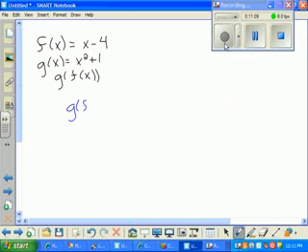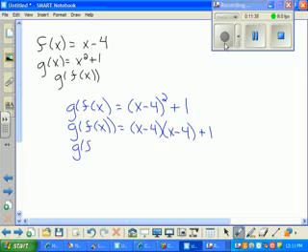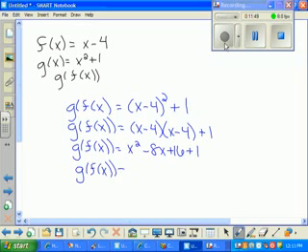Parenthesis x minus 4. G of f of x equals the quantity x minus 4 squared plus 1. And the way you should say this, the quantity x minus 4 squared plus 1. Okay, what do I have to do after this? FOIL, yeah. And you guys will get quick with foiling, especially when it's the same terms. You should have gotten x squared minus 8x plus 16 plus 1. So g of f of x equals?